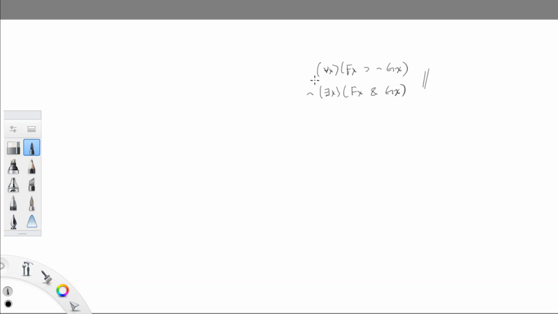The top one could be read, all F's are non-G's, and the bottom one could be read as saying, not even one F is G. There's nothing that's both F and G. So these were logically equivalent expressions, or so I claimed. And now we can prove them, and it's kind of nice to be able to use quantifier negation once again to prove this equivalence. So let's start with our target sentence.